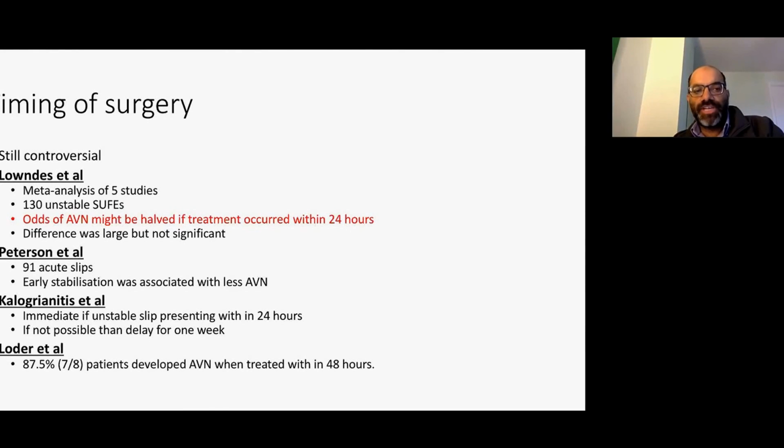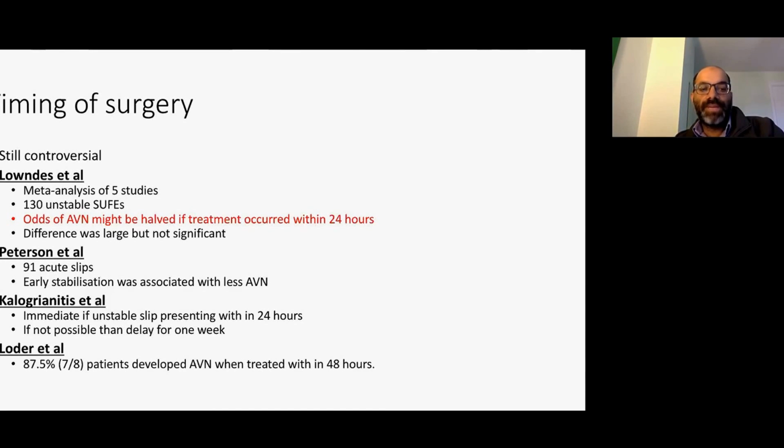There are a few papers which I have mentioned, which have given different opinions regarding the timing of the surgery. Lorenz et al., meta-analysis of 5 studies. They looked at 130 unstable SUFE, and they concluded that AVN risk decreased if the treatment occurred within 24 hours. Again, keep in mind, this is for unstable SUFE. But they also mentioned the difference was large, but it was not significant.